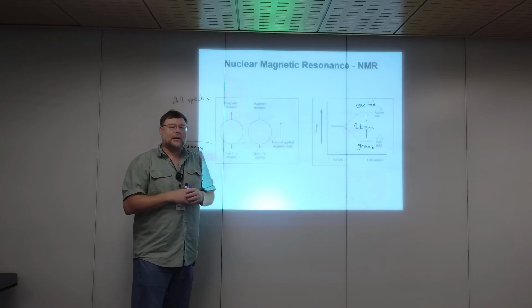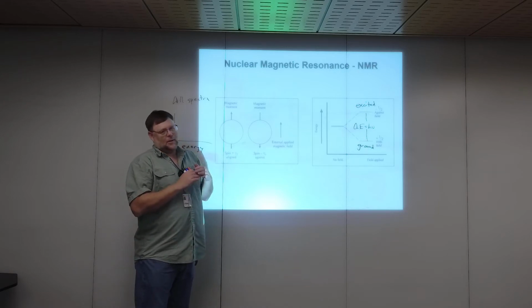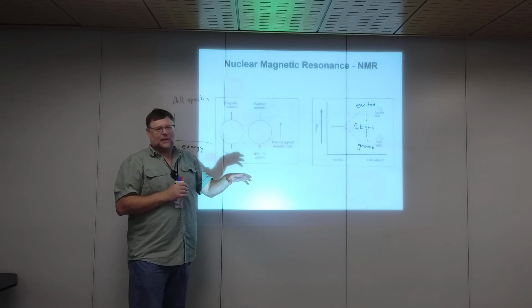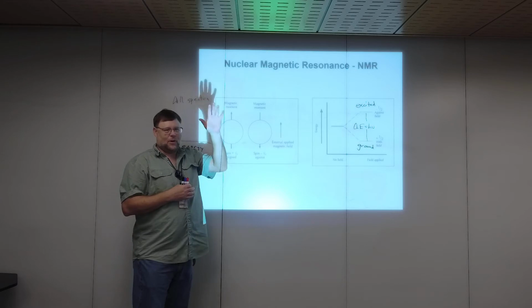So the NMR in Salem Hall is a 400 megahertz NMR. It means when you put a proton into the NMR, ground and excited state are going to be separated by about 400 gigahertz.